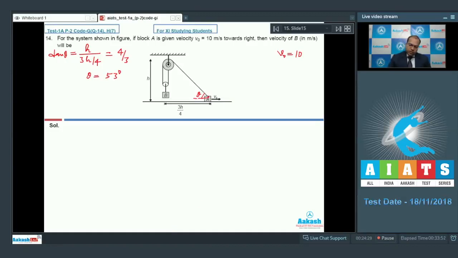So if I take the component of V0 along the length of the string, then this component will be V0 into cos theta. Suppose at that moment the velocity of block B in vertical direction is VB, then from the constraint relationship along the length of string, we can say that 2 times VB is equal to V0 into cos theta. Now I have to calculate the value of VB. So VB is equal to V0, that is 10, into cos 53 degree. So the value of cos 53 degree is 3 by 5, divided by 2. So it comes out to be 3 meter per second. So correct answer for question number 14 is 03. Let's move to question number 15.